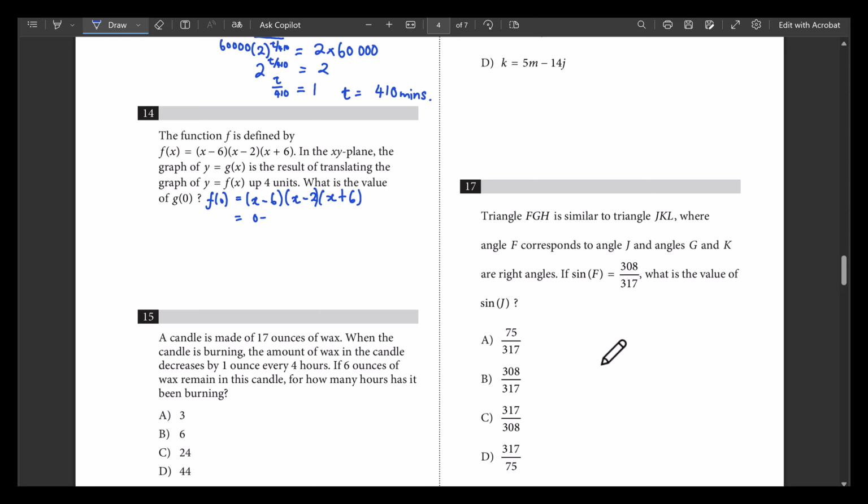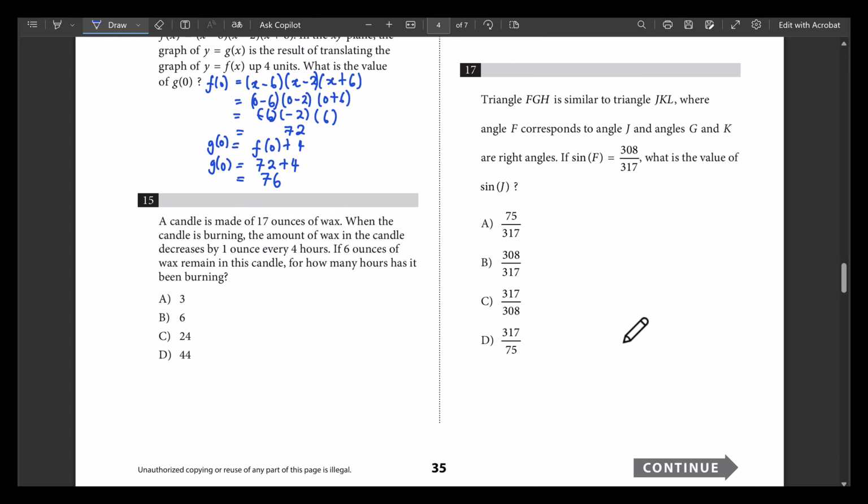x minus 6, x minus 2, x plus 6. Substituting our x with 0, we have 0 minus 6, 0 minus 2, and 0 plus 6. And we get negative 6, negative 2, and positive 6. Negative 6 times negative 2, we get positive 12. 12 times 6 is equal to 72. Since g of x is f of x translated up by 4 units, we have g of 0 is equal to f of 0 plus 4, and then g of 0 is equal to 72 plus 4, and we get our value of g of 0 as 76.